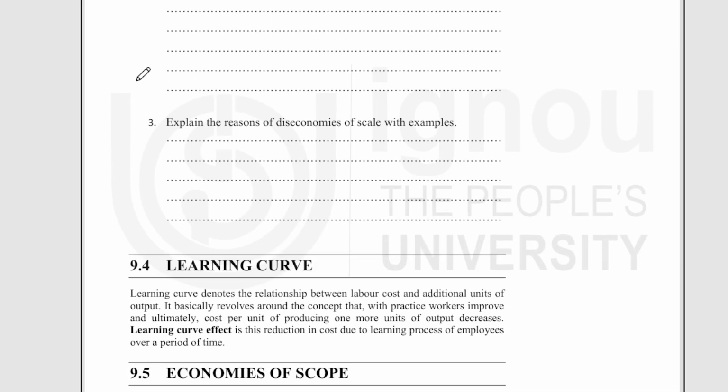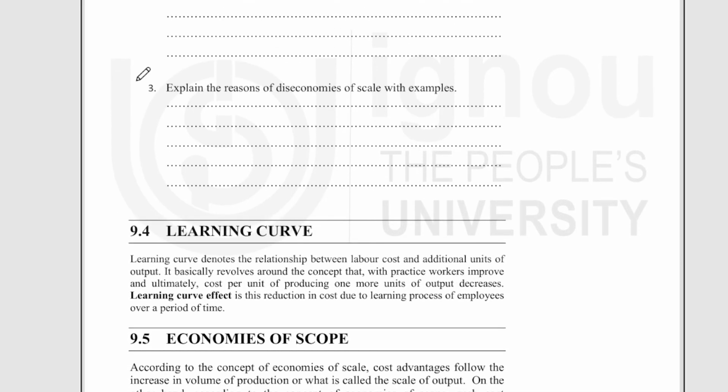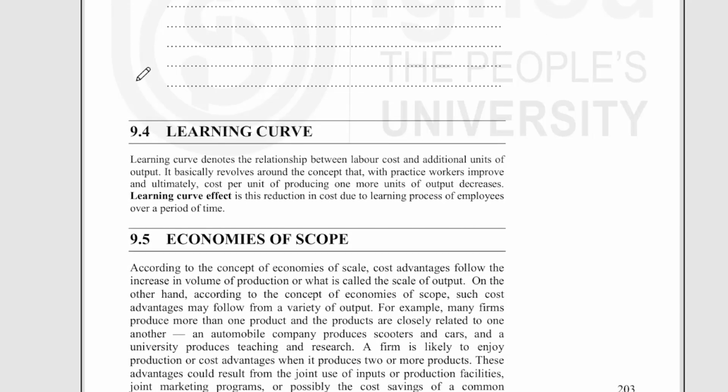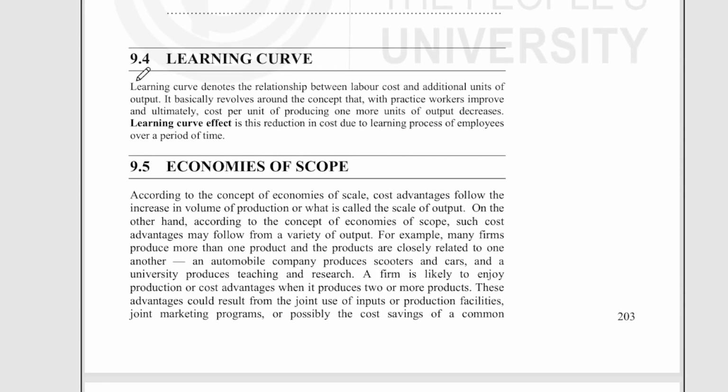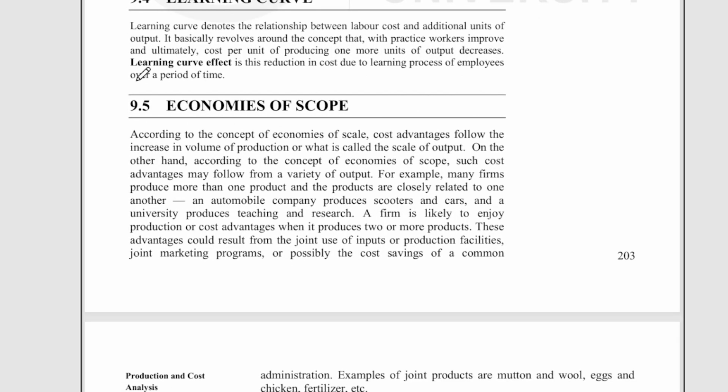And next is learning curve. What is learning curve? The learning curve denotes the relationship between labor cost and additional unit of output. So it basically revolves around the concept that with practice workers improve, and ultimately the cost per unit of producing one more unit of output decreases. So the learning curve effect is this reduction in cost due to the learning process of employees over a period of time.